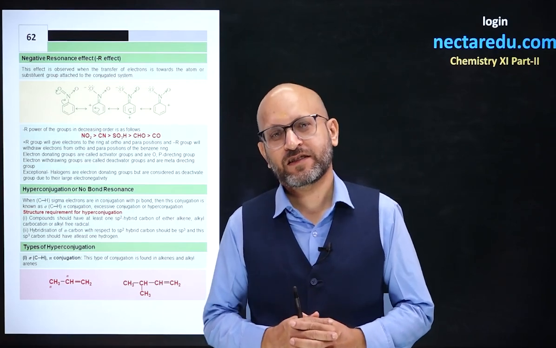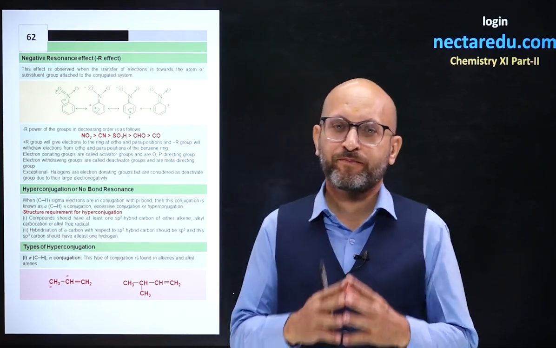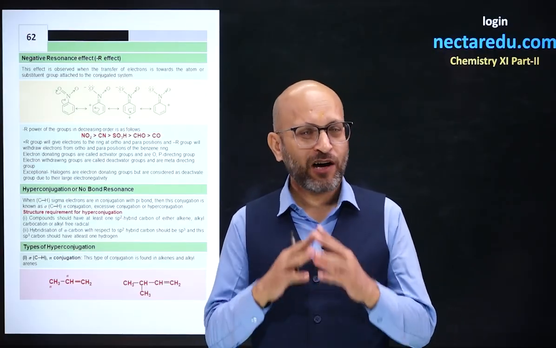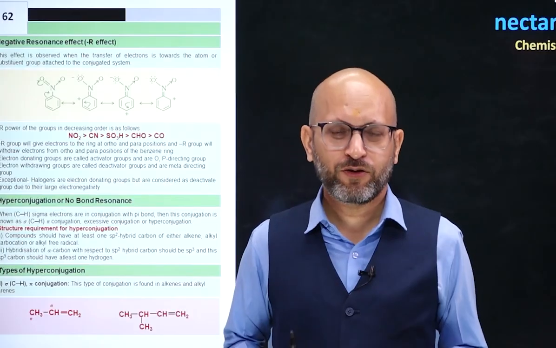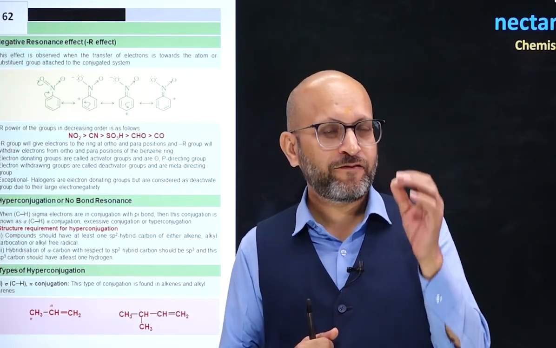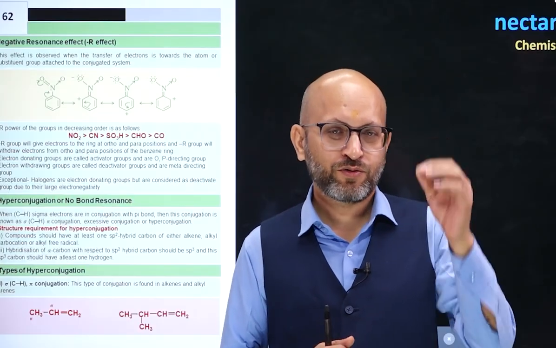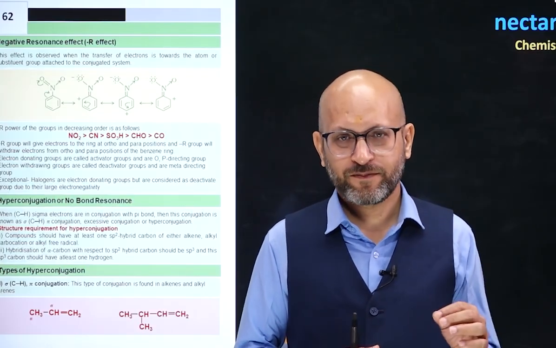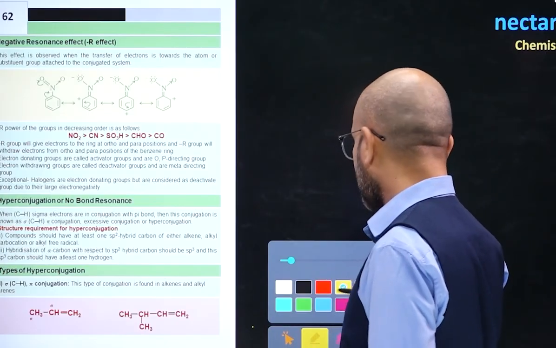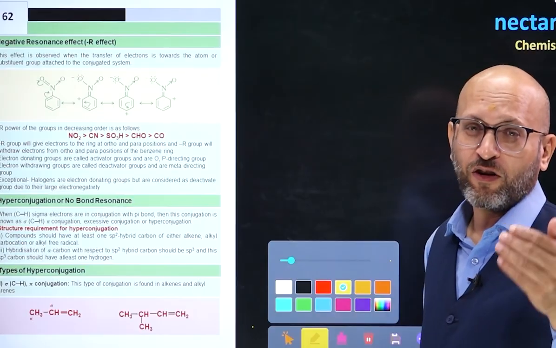Negative resonance effect, or negative mesomeric effect, both are the same. So how do you figure out whether a group has negative or positive mesomeric effect? If the atom attached to the benzene ring has a pi bond, for example NO2, how will you figure out whether NO2 has positive or negative mesomeric effect?